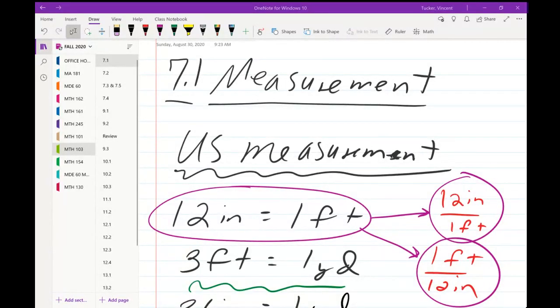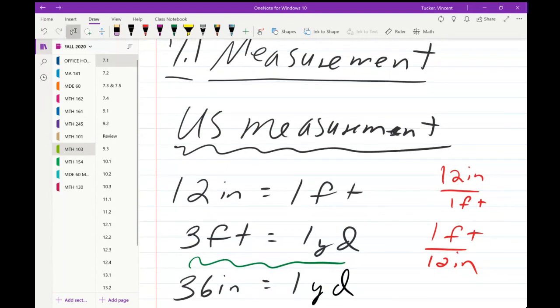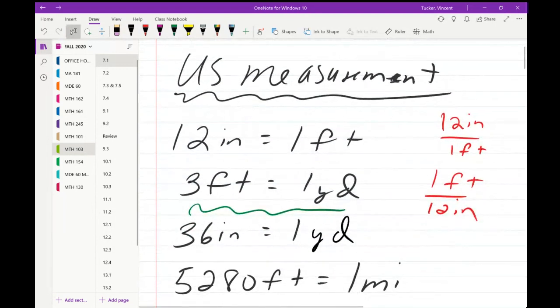So we're looking at 7.1 measurement. And the first type of measurement is the US measurement. Let me get to the notes. All right. So US measurement, the first few that we're going to talk about.